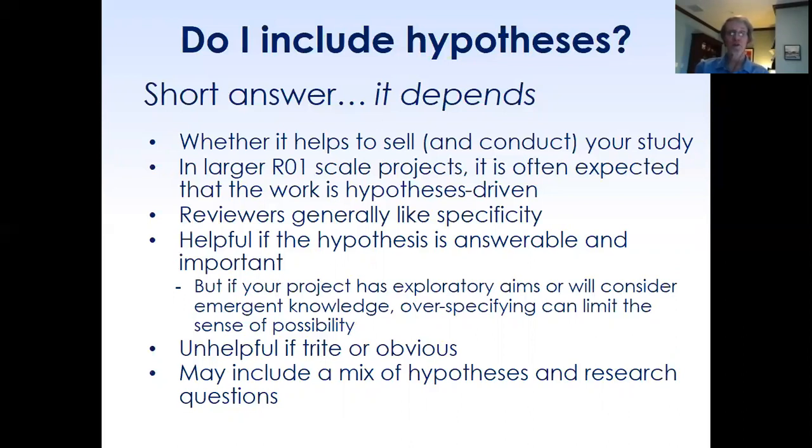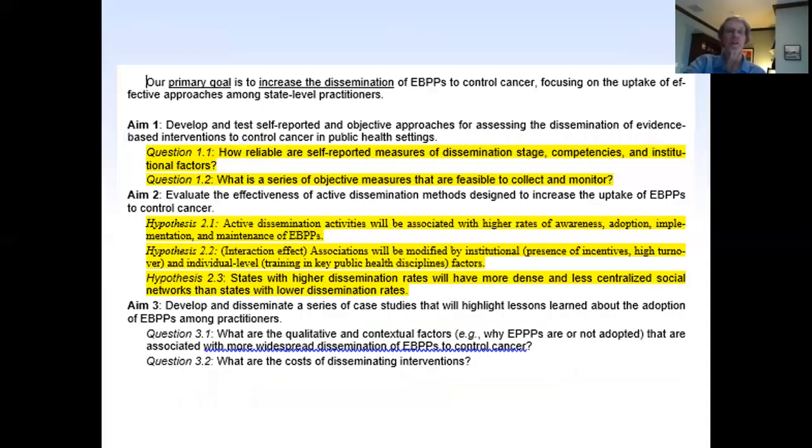Often the funders will give you clues about this. They might want the grant to include hypotheses. You want to make sure if you do include a hypothesis or hypotheses that they are answerable and they're important. If they're just obvious or trite, you know, things are going to improve, something very vague, then it's probably not worth including. And I'll give you an example. You might include a mixture of hypotheses and research questions. That's what we did in this grant.